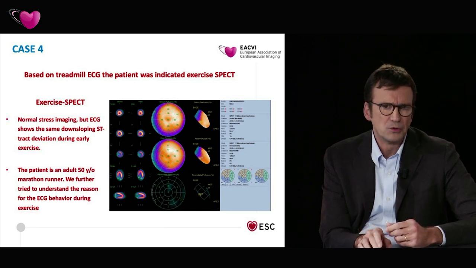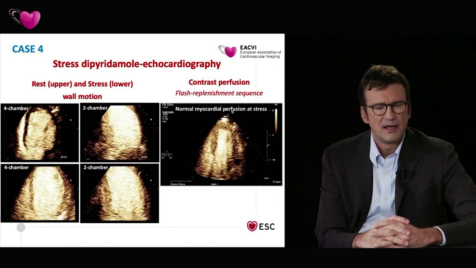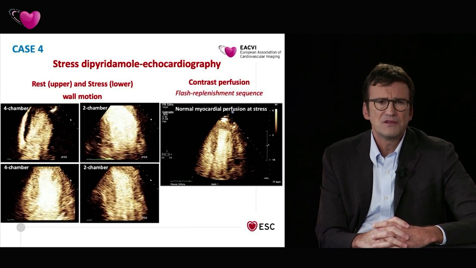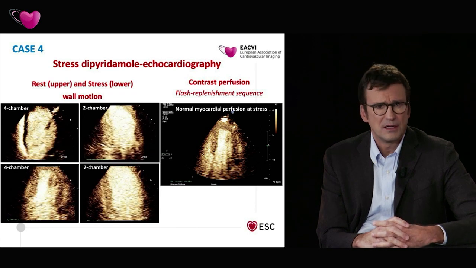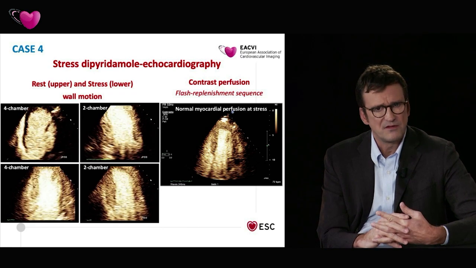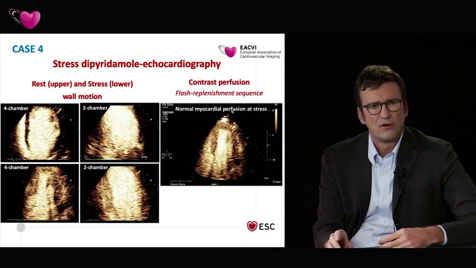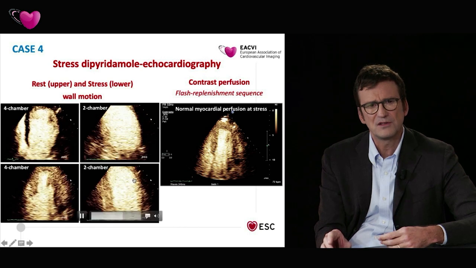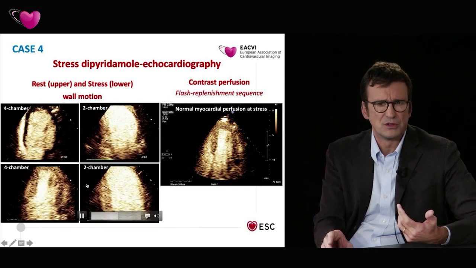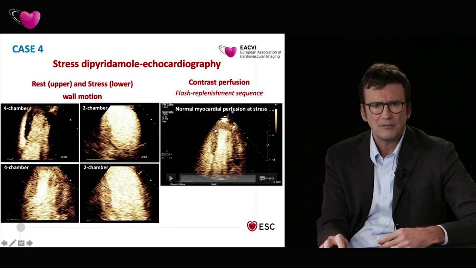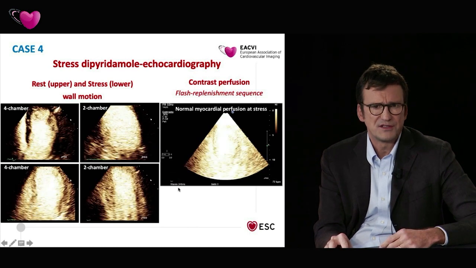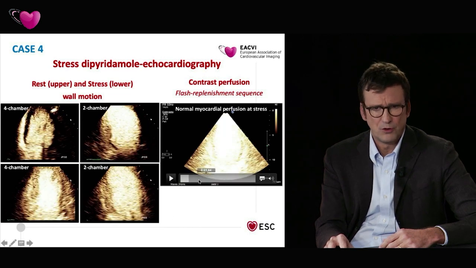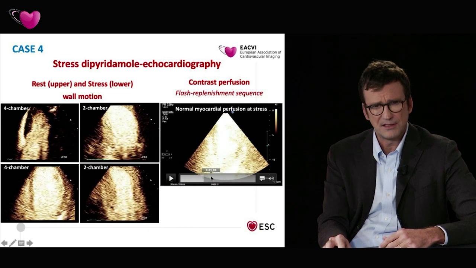We decided to do another examination, which is a stress echo, and you can see here the rest in the upper images and the stress phase in the lower images, with 4-chamber, 2-chamber again, 4-chamber here and 2-chamber at stress. It looks like wall motion is actually perfect, and myocardial perfusion at stress is also actually perfect. And this is what we saw probably in the prior case.